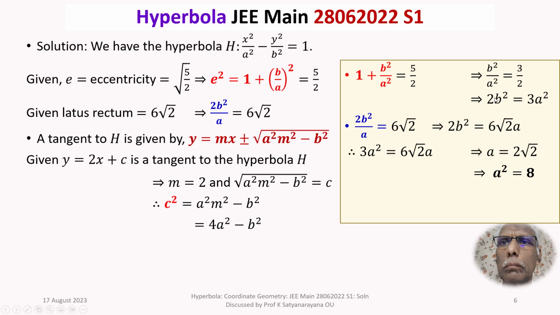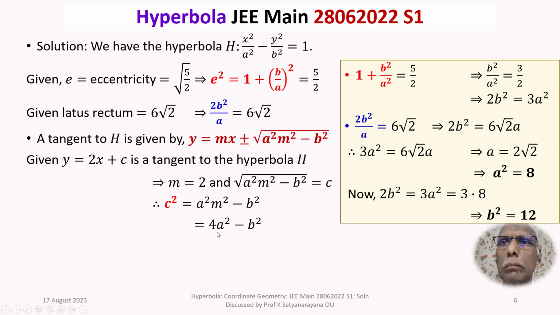We will go back to 2b square is equal to 3a square. In that we substitute a square is equal to 8. Then you will get 2b square is equal to 3 times 8, 2b square is equal to 24. B square is equal to 12. So thus we got a square is 8, b square is equal to 12.